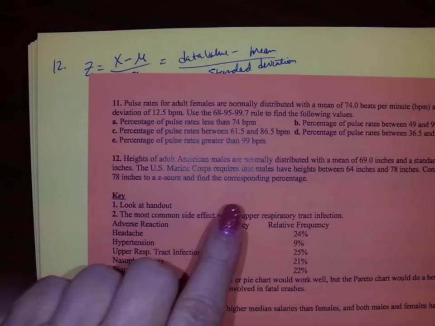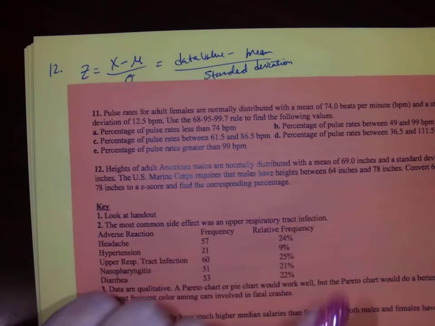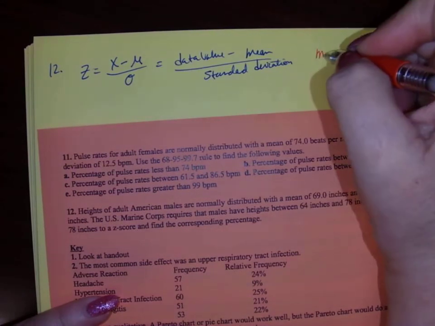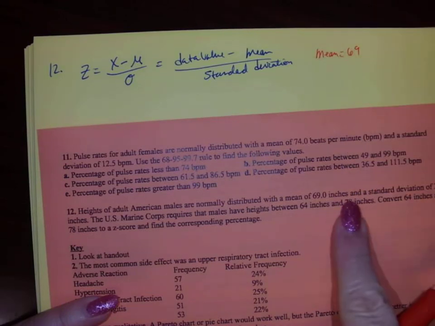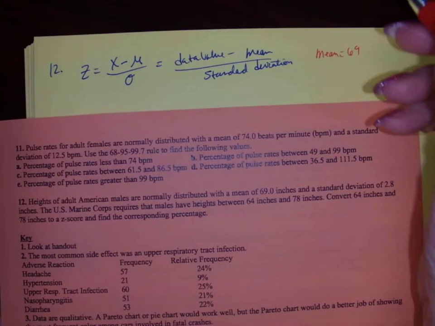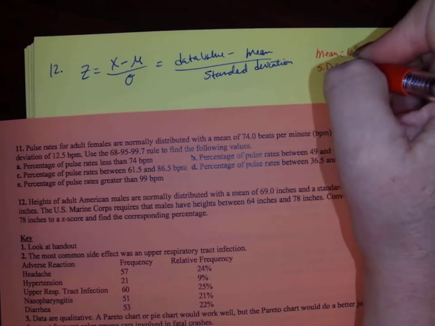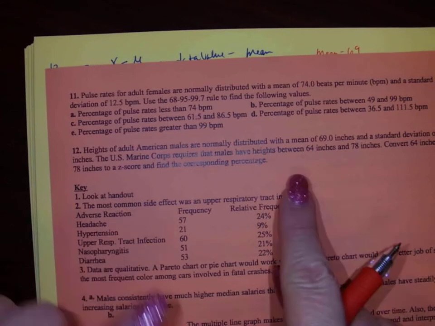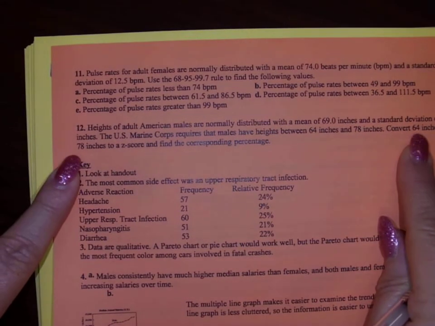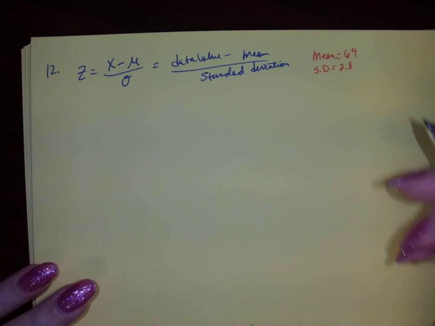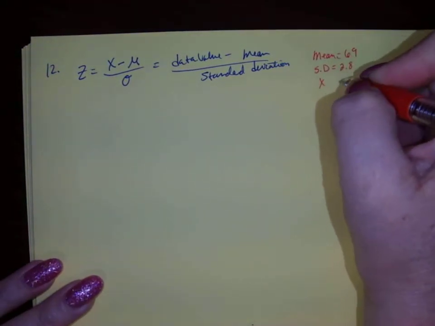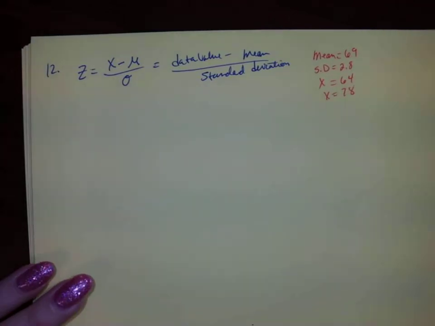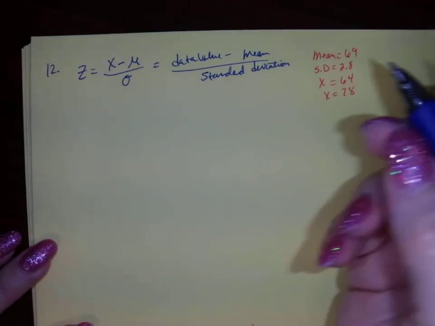So we have a mean of 69. Our mean equals 69. Our standard deviation is 2.8. So the standard deviation equals 2.8. And our x values, we actually have two of those. We have convert 64 and convert 78. So our x value, or our data value, is going to be equal to 64, and then we have an x equal to 78. All right, so let's go do the formula to find the first one.